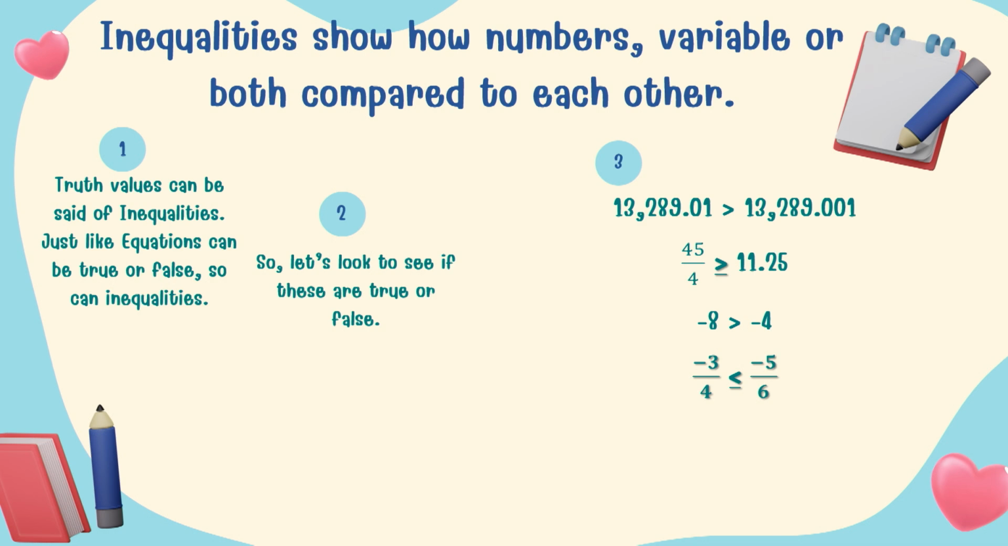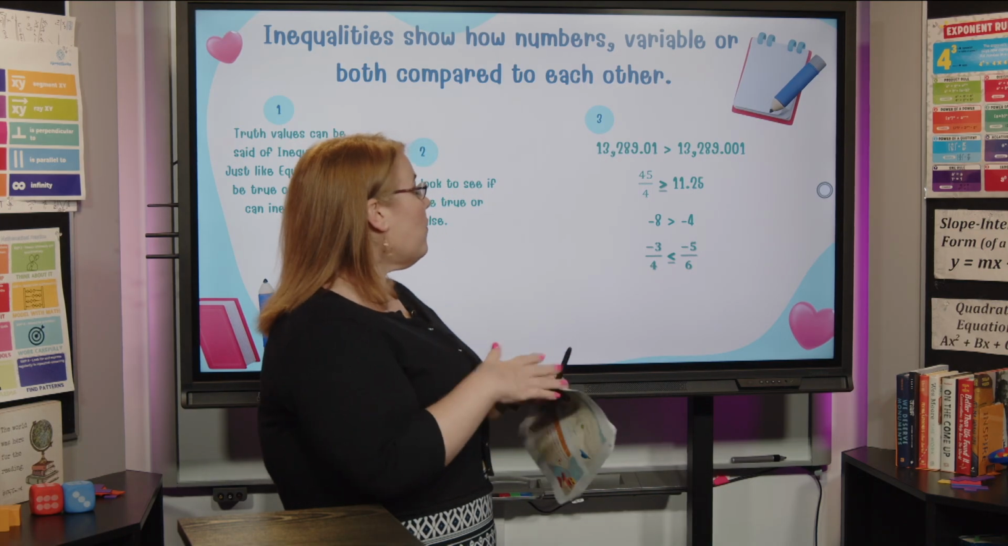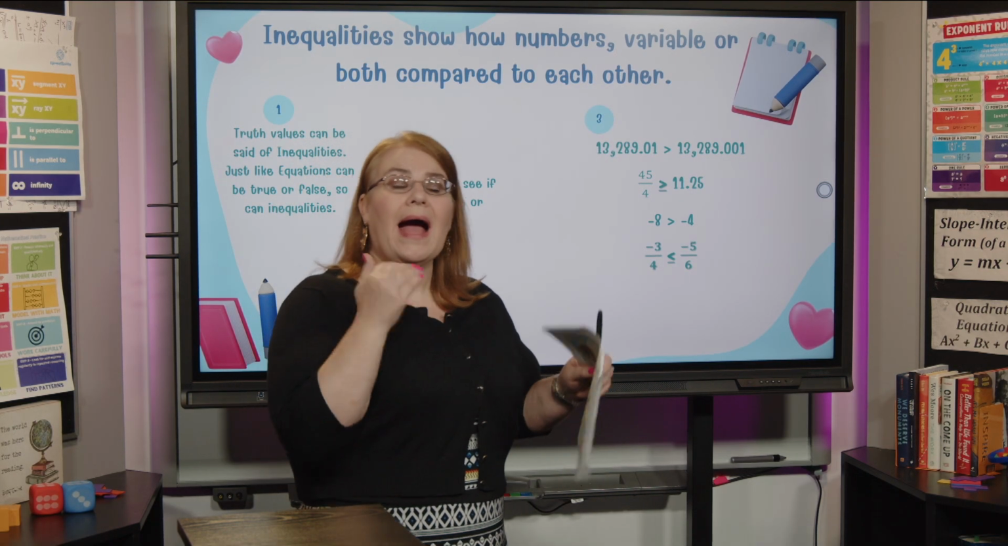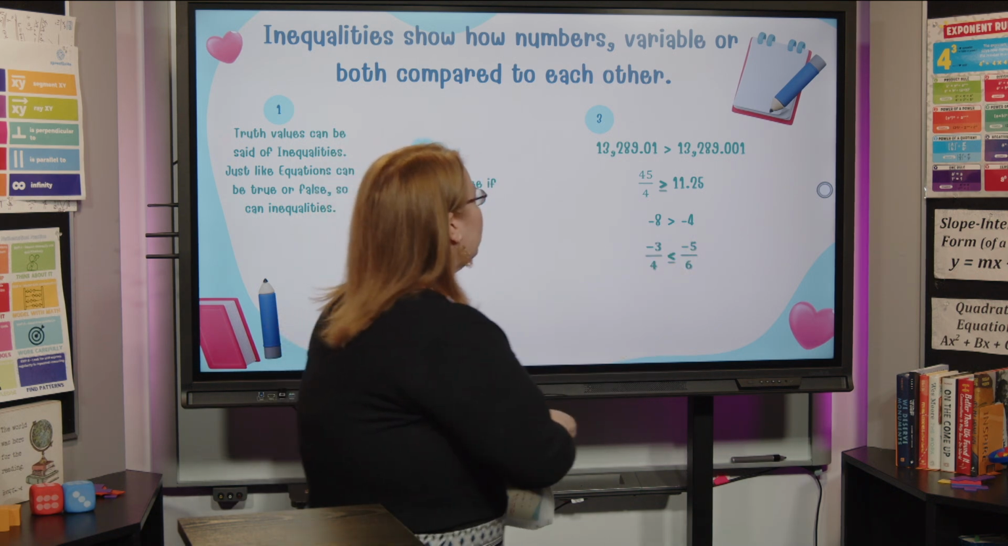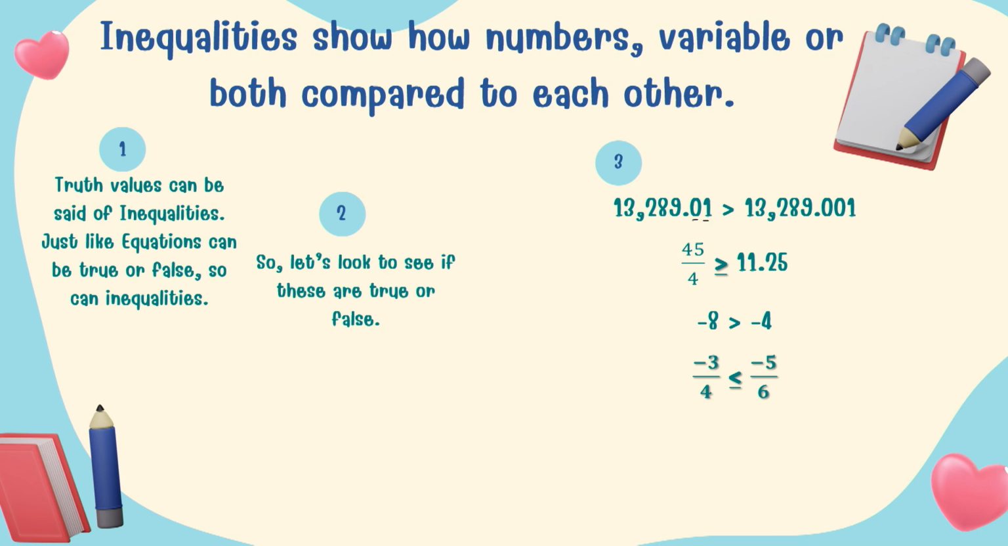I have 13,289.01 is greater than 13,289.001. So how can we compare these? Now, they're both 13,289, so now I'm going to have to really focus on my decimal numbers. So let's look at these decimal numbers. I have my tenths and my hundredths. I have my tenths, my hundredths, and my thousandths. So is this true? Absolutely. That is true.